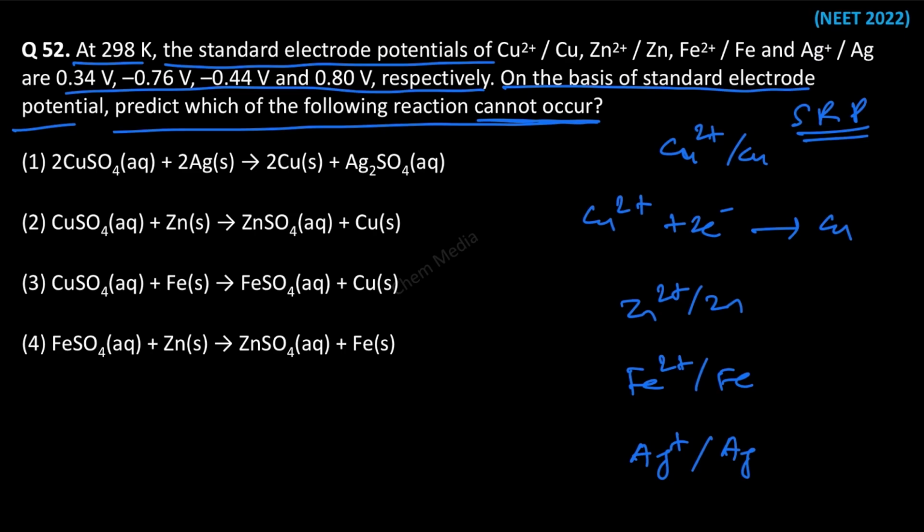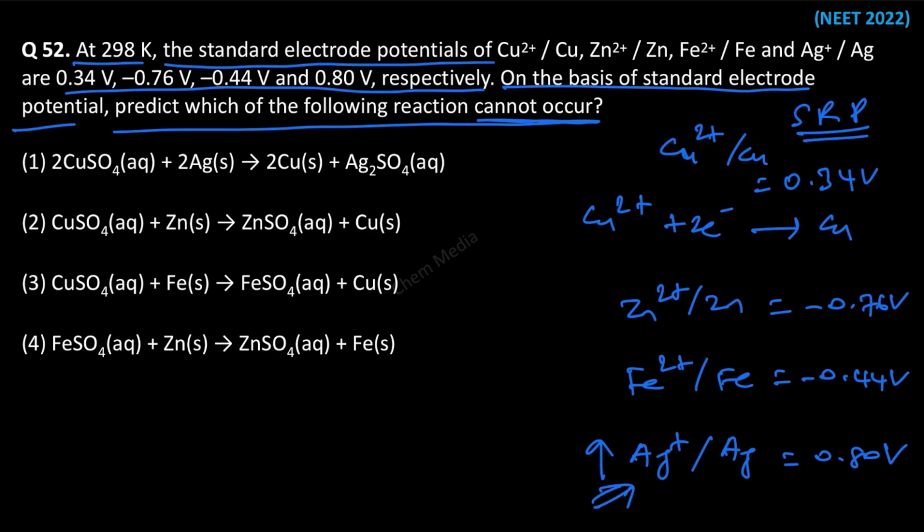Let me just write the value. Now we know one thing for sure: if the standard reduction potential is a high, positive value, that means it wants to be the cathode. That means it wants to get reduced quickly, isn't it? So if we are connecting the silver electrode with any of these electrodes, obviously which one would be the cathode? Silver electrode will be the cathode, isn't it?